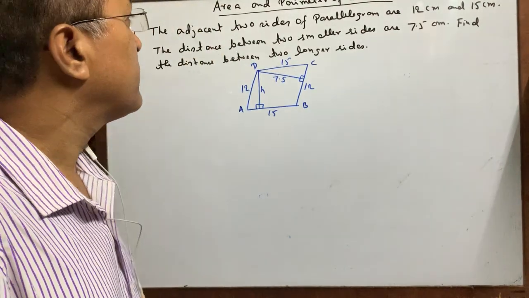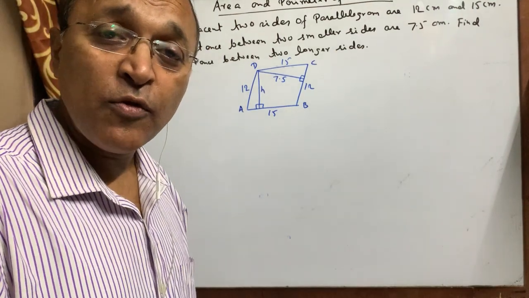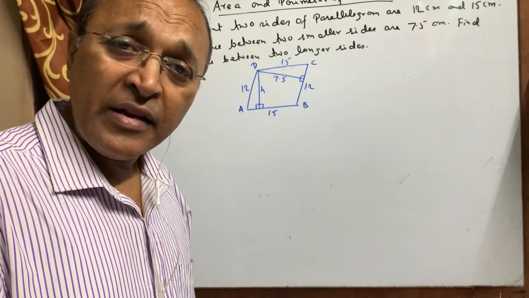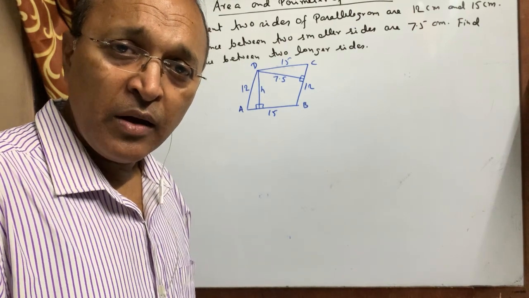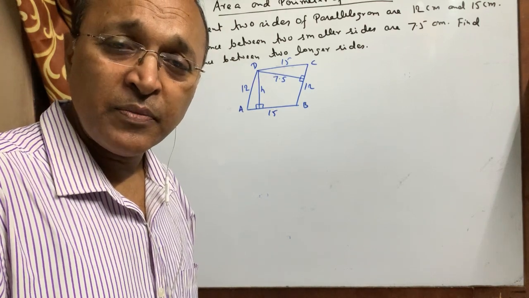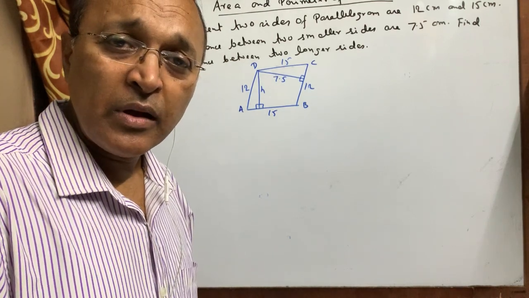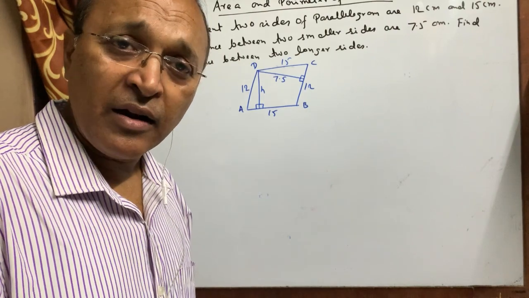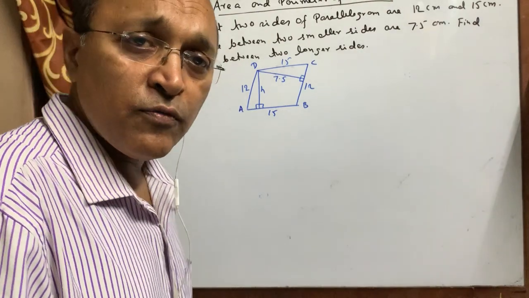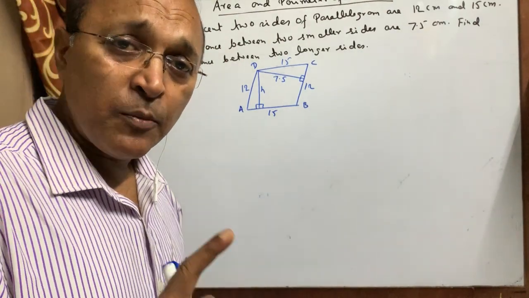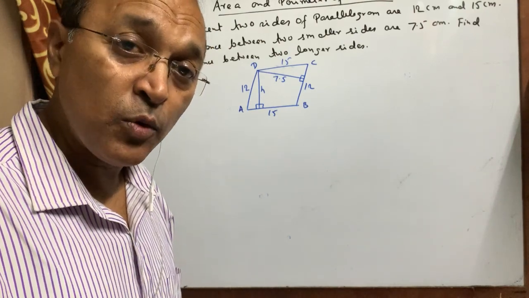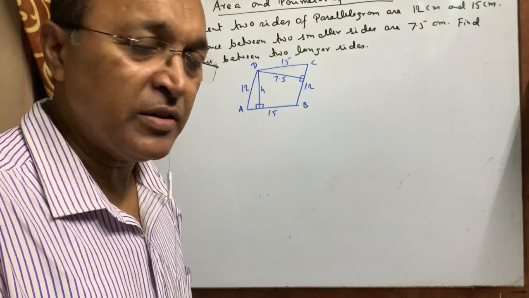Today's topic, area and perimeter of quadrilaterals. All of you know that there are various types of quadrilaterals. That could be parallelogram, rhombus, trapezium, beside rectangle, square, etc. So the most important thing is you have to remember the formulas. Always keep the formulas in your mind.